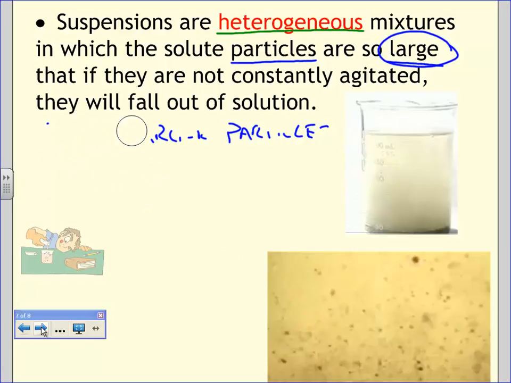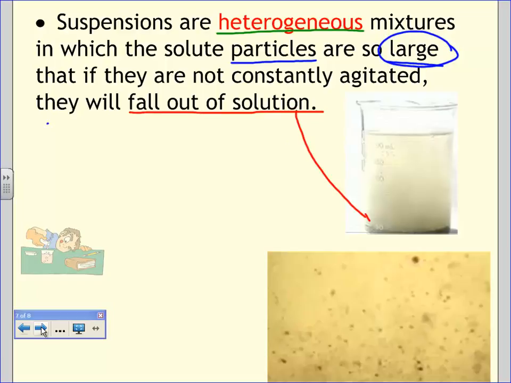A solution, everything's evenly blended. A colloid, everything looks like it's evenly blended, but if you shine a light through it, you get the Tyndall effect. In a suspension, things are going to fall to the bottom. Even if it looks like it's blended up initially, if you let it sit there for a couple of seconds, everything is going to settle down to the bottom. So that basically makes up what a suspension is, and that's one of the three types of mixtures that we really want to focus on here.